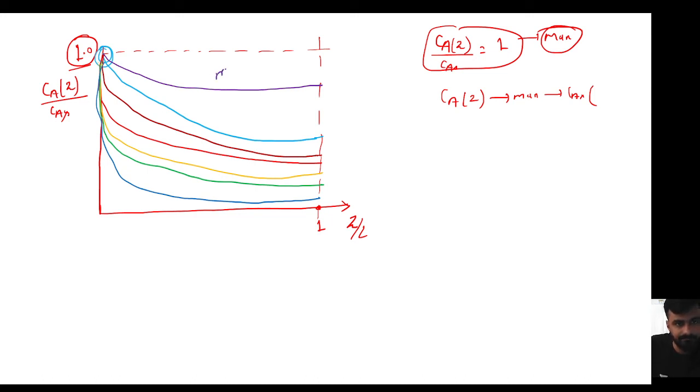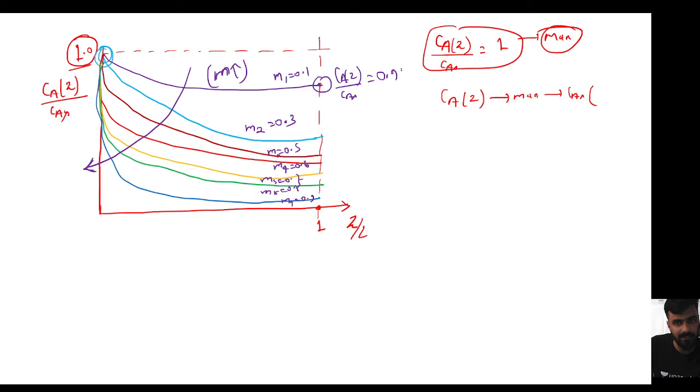Here it is M. So when we go from this direction to this direction, the value of M will be increasing. Are you getting? So M1, I am assuming 0.1. Here M2 equals 0.3. If I am taking M3, here 0.5. Here M4 0.6, M5 0.7, M8 0.8, M9 0.9, like that. So the value of M is increasing. Okay. And here CA upon CAS at that will be tending to 0.98 approximately.